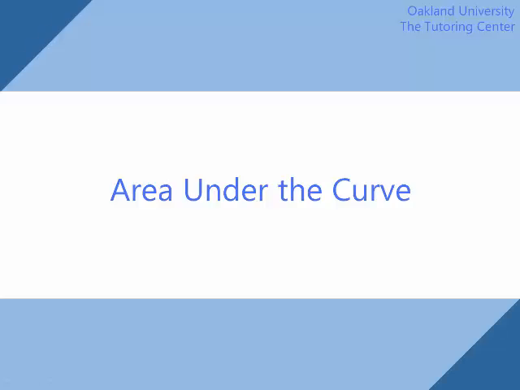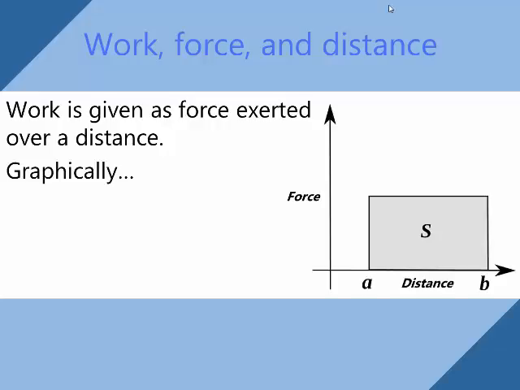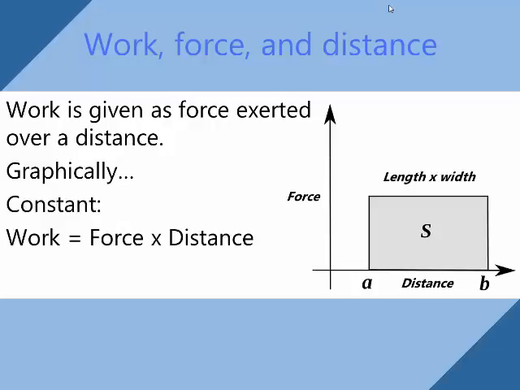Today, we'll talk about finding the area under a graphical curve. Work is given as a force exerted over a distance. Graphically, we commonly plot force with respect to distance. When the force is constant over the displacement it is exerted, we can simply multiply force times distance. This is equivalent to length times width on the graph, giving the area.